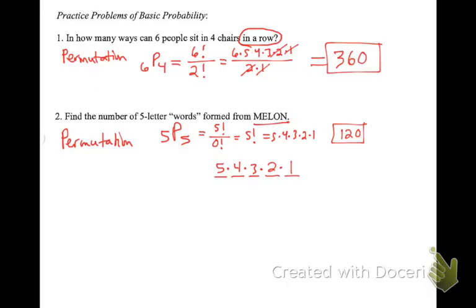Whenever you're looking at the number of words that you can form from a certain word, you could just go right ahead to the factorial, because you're always going to be taking that many letters that many at a time. Okay, so pause the video now, write down anything you need to.